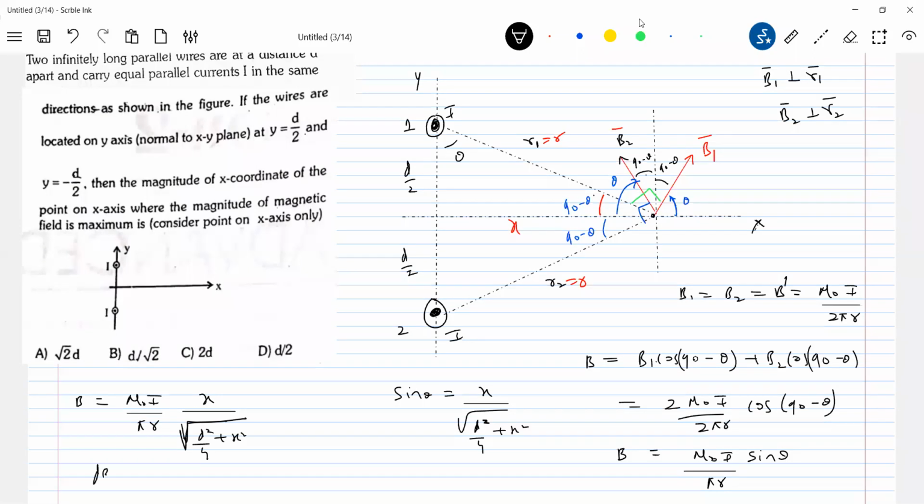Now dB by dx equal to 0. Anybody, value of x? A very important problem, so any concept can be linked with this. When you have two wires, the field sum will be maximum. Maximum in the sense it increases, becomes maximum, then decreases. D by root 2. Root 2, huh? Check it once.